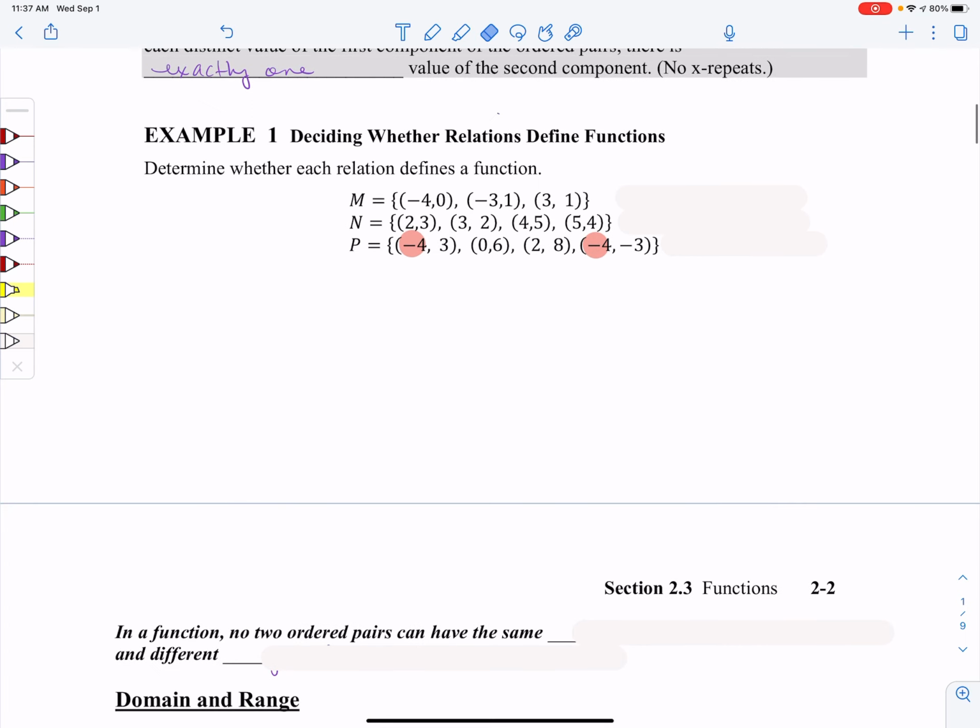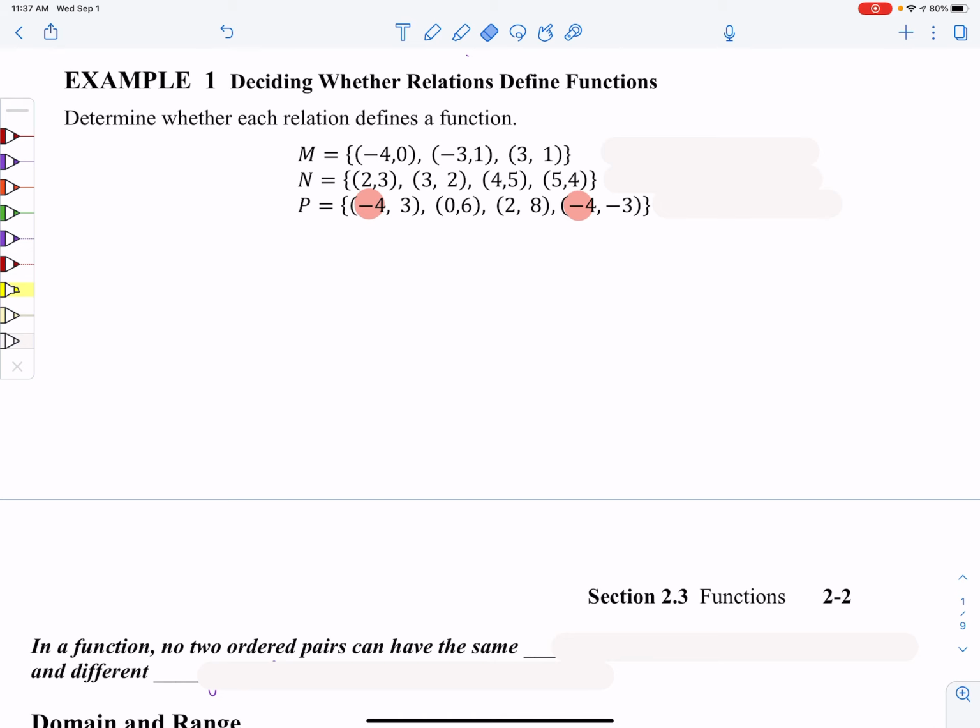All right, so for example 1, each of these is a relation. It's a set of ordered pairs. Is it a function or not? So when we look at the first example, set M, notice there are no x repeats. So yes, this is a function. For the second set, again, no x repeats, it's a function. However, on the third relation, set P, we do have a pair of x repeats and the y's are different, so this one is not a function.